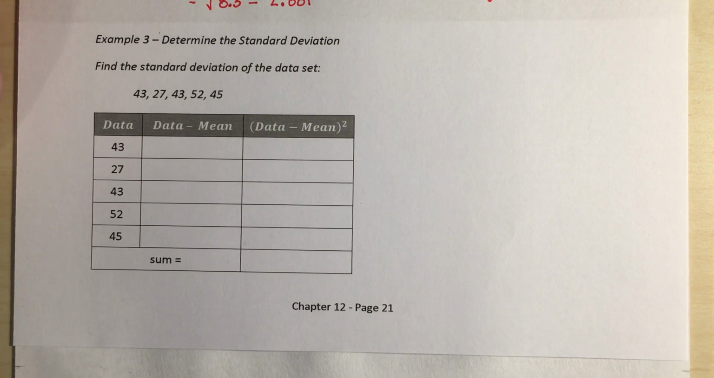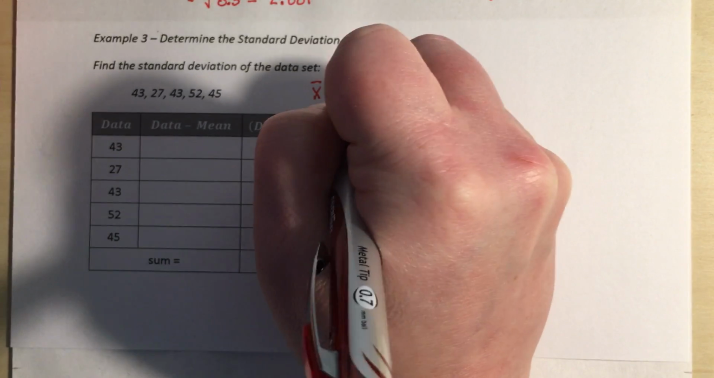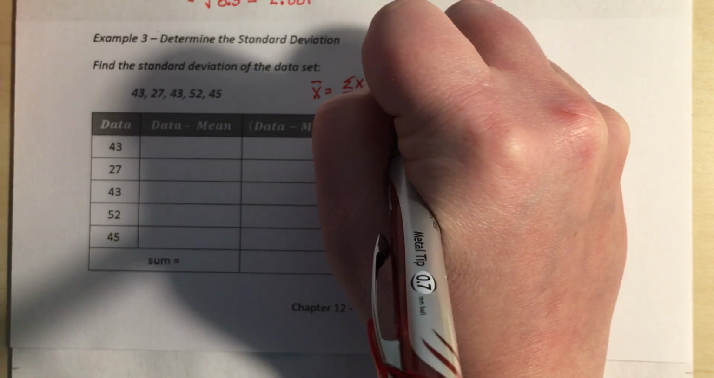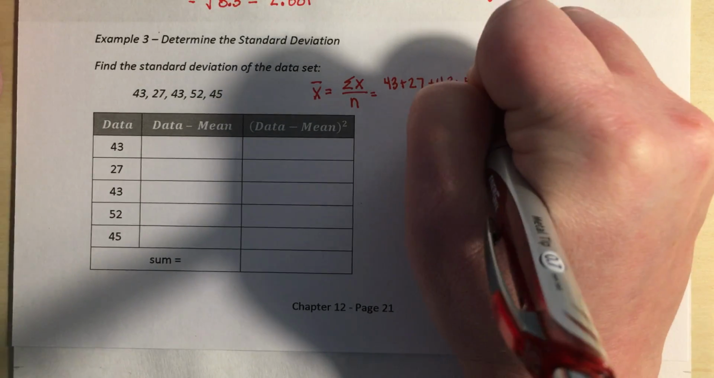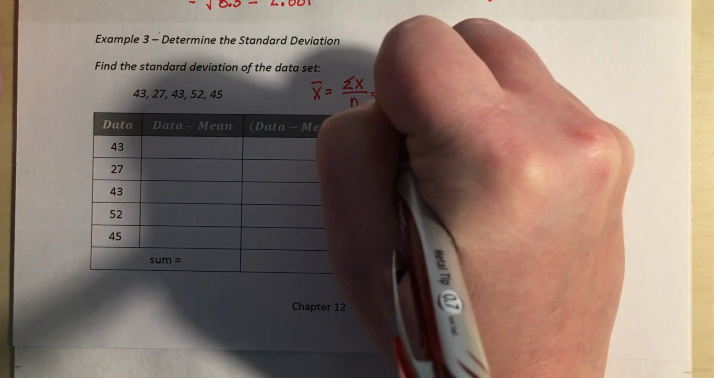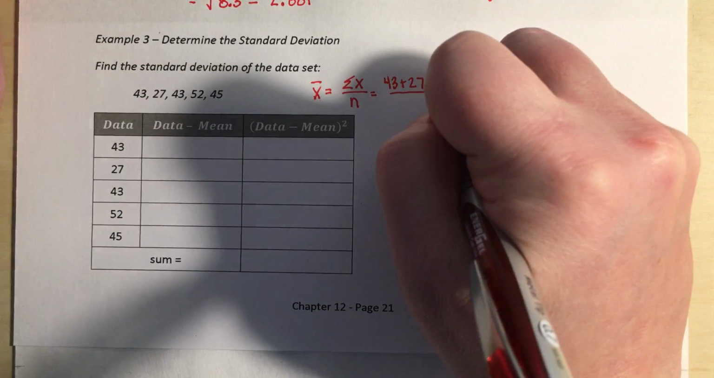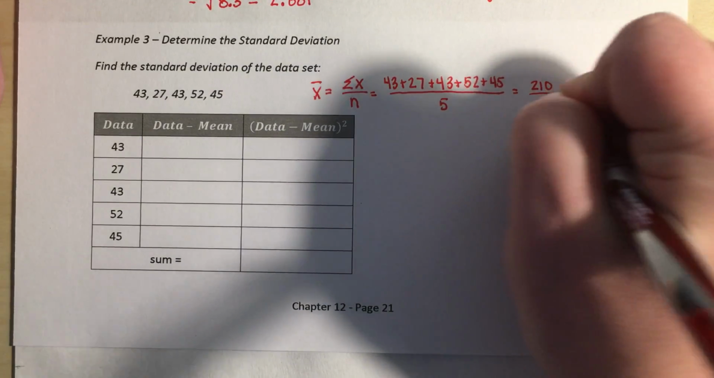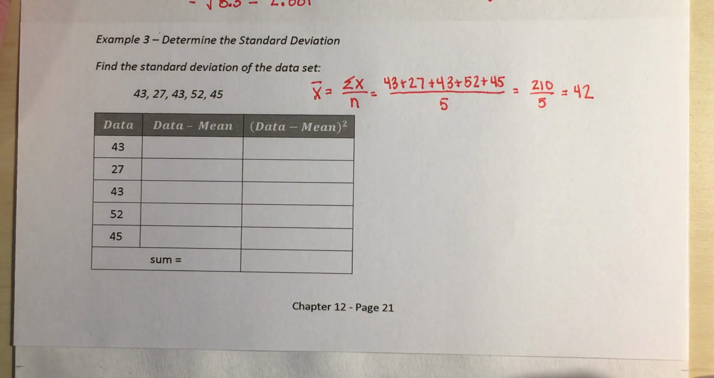So before we can take our data minus our mean, we actually have to find our mean. Right? So x bar is sigma x divided by n. 43 plus 27 plus 43 plus 52 plus 45 divided by the number of values in our data set, which is 5. This gives us 210 divided by 5, which gives us 42. So our mean is 42.